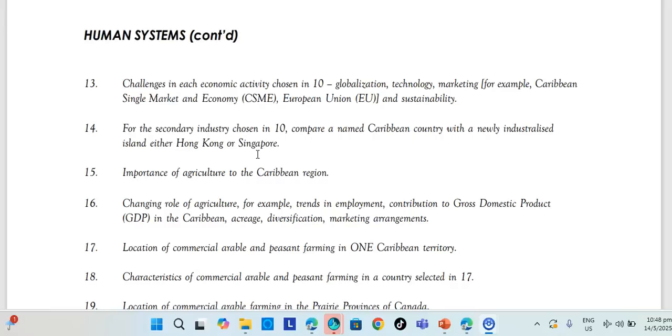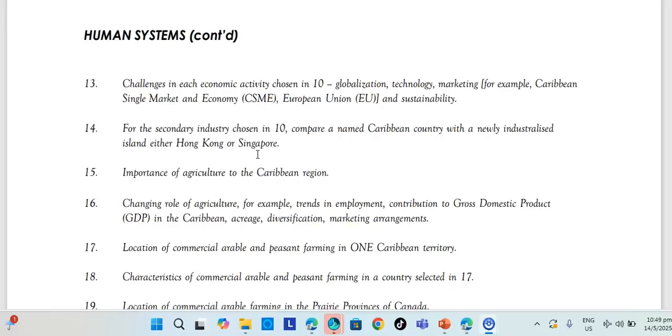Strengths: rich in oil and gas, good infrastructure in ports, leases, industrial estates. Challenges: dependent on oil prices, need to diversify. Now, when we compare that to Singapore, let's look at the industry. We're going to focus on electronics, biotechnology, and shipbuilding. Strengths: highly educated workforce, strong trade policies, advanced technology, global financial hub. Challenges: limited space, high cost of living.